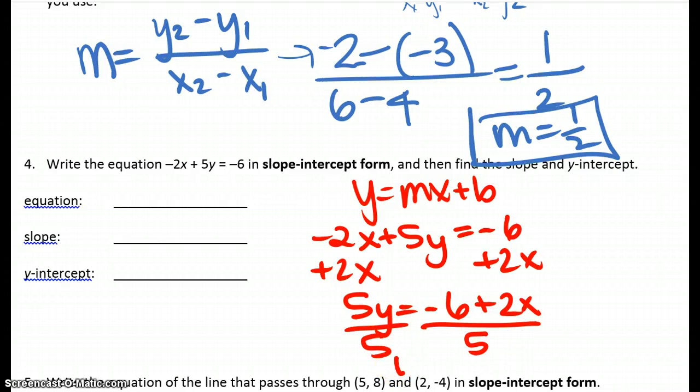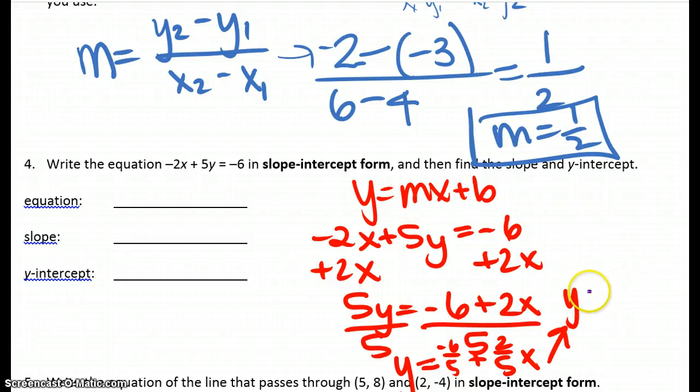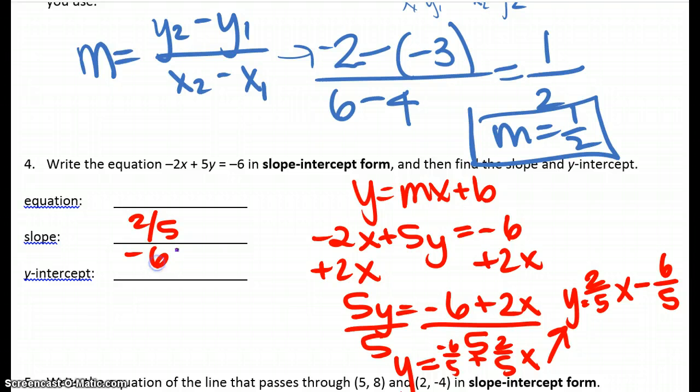I'm left with y equals negative 6 divided by 5, and you can leave that as a fraction, plus 2 divided by 5 times x. Yes, that looks funky, but it's okay to have fractions. Then to switch these around so the x comes first, y equals 2/5 x minus 6 over 5. So my slope is 2 over 5, my y-intercept is negative 6/5, and my equation is y equals 2/5 x minus 6 over 5.